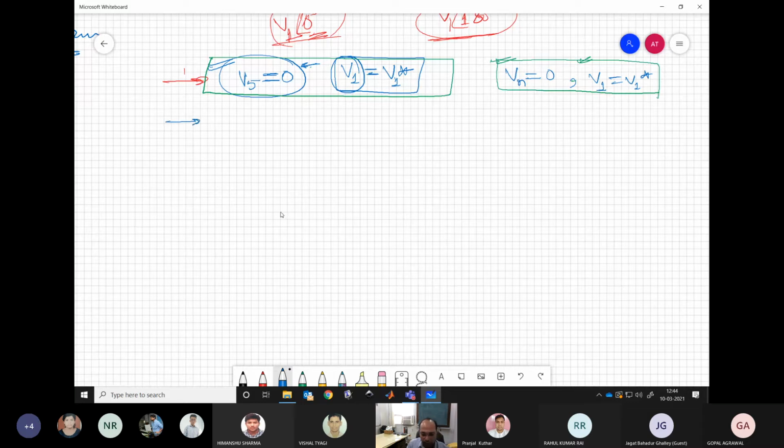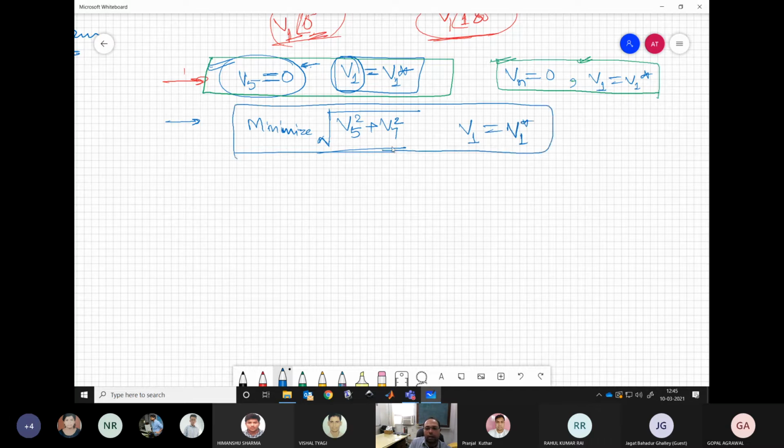Now another performance metric: let us say we do not try to eliminate, but we try to minimize our most dominant harmonics, let's say V5 square plus V7 square. Most dominant harmonics means the amplitudes related to V5 and V7, while maintaining V1 at some value, let's say V1 star. So this could be another performance metric.